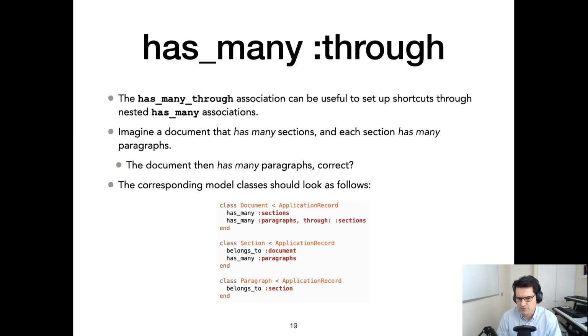specify an association between document and paragraphs. You see it in the document class. The document has many paragraphs. However, the association is accomplished through the sections model, which has a direct association with paragraphs. The section will contain many paragraphs.